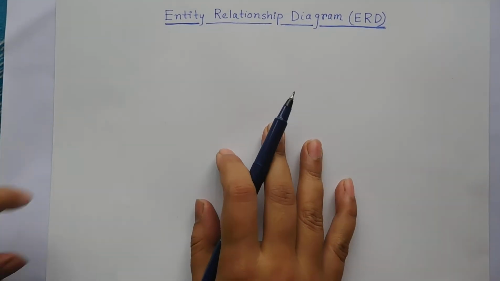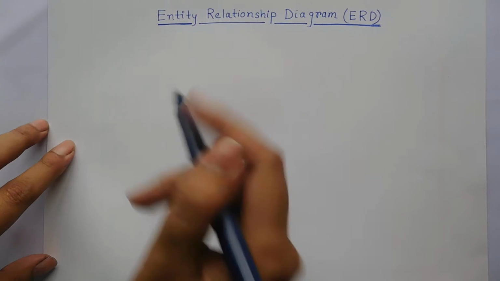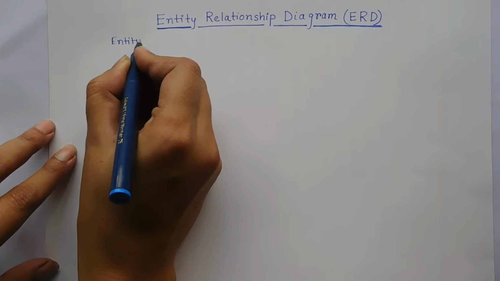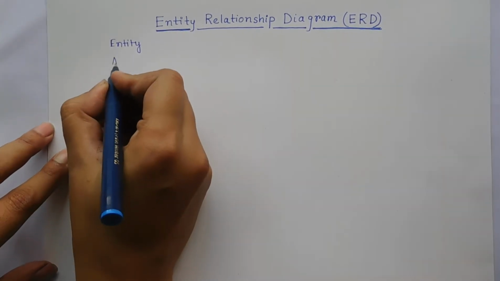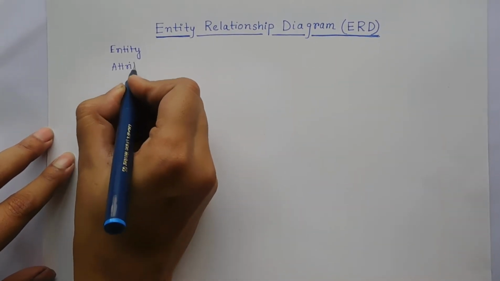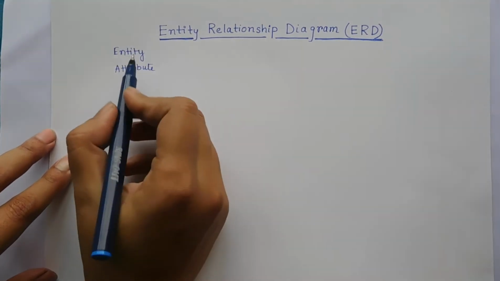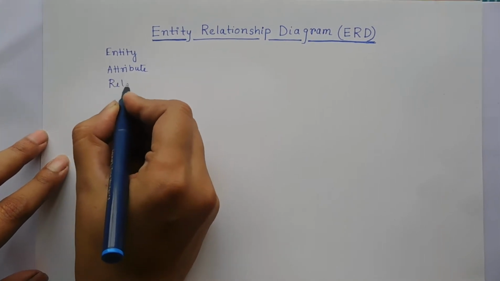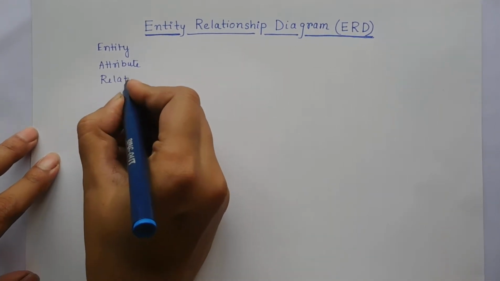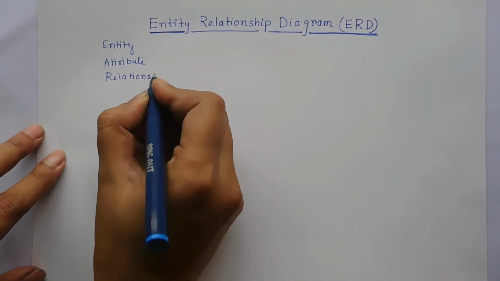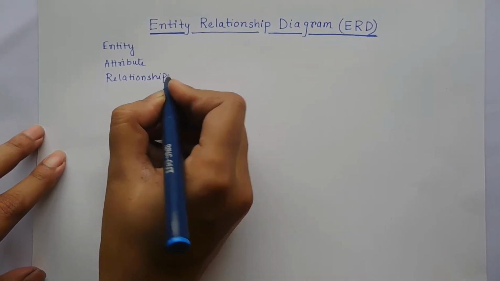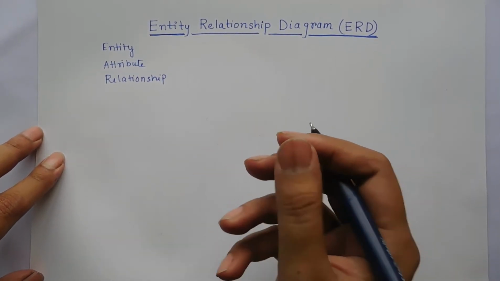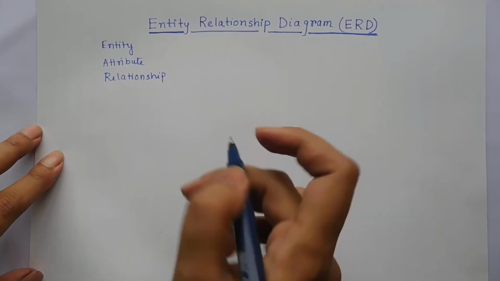So to draw an ERD we have to know what is an entity, what is an attribute, and what is the relationship between these entities. So relationship, or we can say relation. Suppose we logically represent a library system.